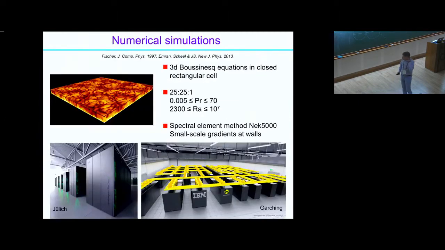So we have done numerical simulations, comprehensive simulations covering 4 orders of magnitude in the Rayleigh number, and covering also 4 orders of magnitude in the Prandtl number. So we're going down to something which corresponds to convection in liquid sodium, up to a Prandtl number of 70. And that has been one year of ongoing work on the largest supercomputers which are currently available in Germany.